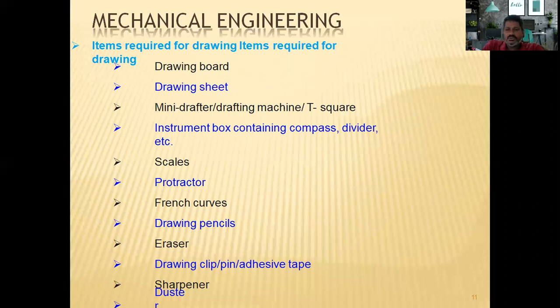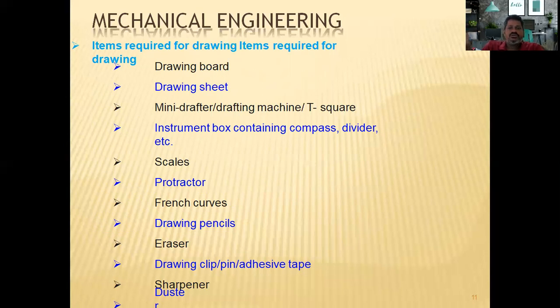Suppose if you want to draw any of the engineering drawing, that can be any of the engineering drawing, machine drawing, production drawing, or any of the civil engineering drawing, any of the drawing, if you want to draw manually, these are the items required.